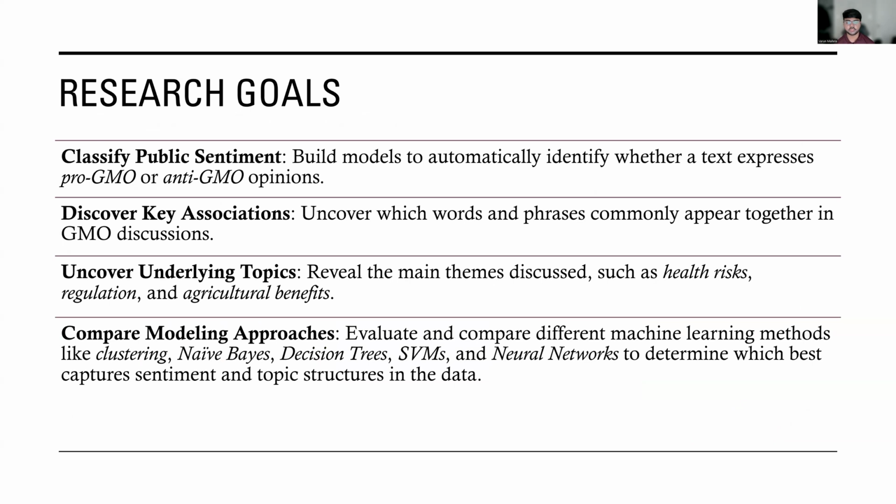Now, what are the main research goals of this project? The main research goals are to classify public sentiment. That is, I plan to build models to automatically identify whether the text expresses pro or anti-GMO opinions. Another goal is to uncover which words or phrases commonly appear together in GMO discussions. And one more goal would be to reveal main themes. That is, what are the main topics surrounding today's GMO debate.